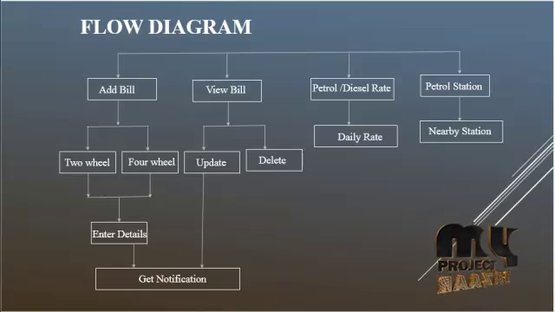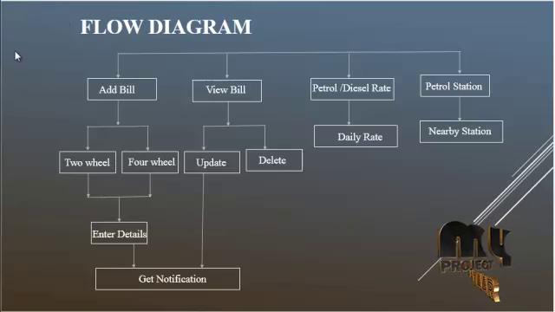The flow diagram shows the overall process diagrammatically. These are all the steps we are going to follow in the process. There are four categories in our app: adding the receipt of the vehicle services, viewing that bill, finding the petrol and diesel rate, and finding the nearby petrol stations.